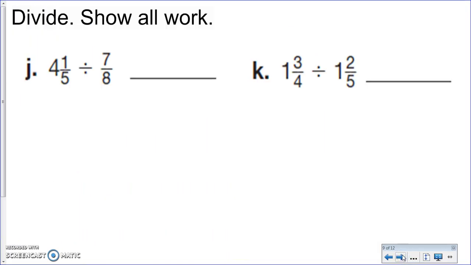Divide, show all work. 4 1/5 divided by 7/8. So the first thing we need to do is get 4 1/5 into an improper fraction. So 4 times 5 is 20, plus 1 is 21, so we get 21/5. Then we're going to switch the division sign to multiplication as we do the reciprocal of the second fraction, so 7/8 becomes 8/7.